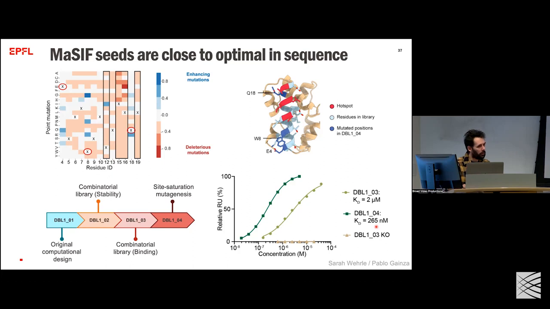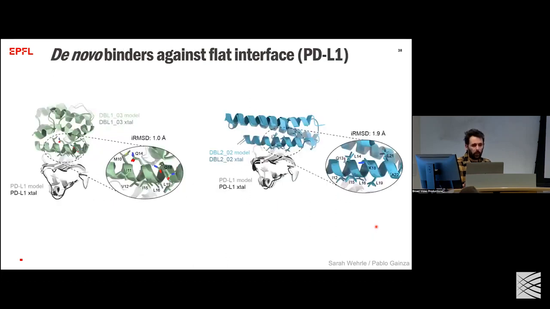Now, maybe something that is coming into your mind is, well, but is this really binding the right way? And so here we solved 2 crystal structures together with our collaborators, showing you the difference between the crystal structure and the model, and that in fact the complex is essentially dead on. So the prediction that we had designed and the mode of interaction that we had engineered and predicted was in fact what came out of the real crystal structure.